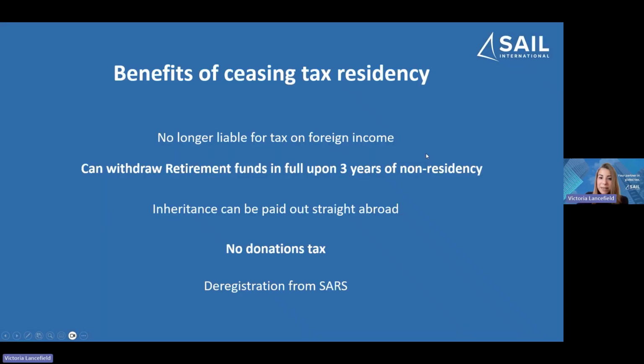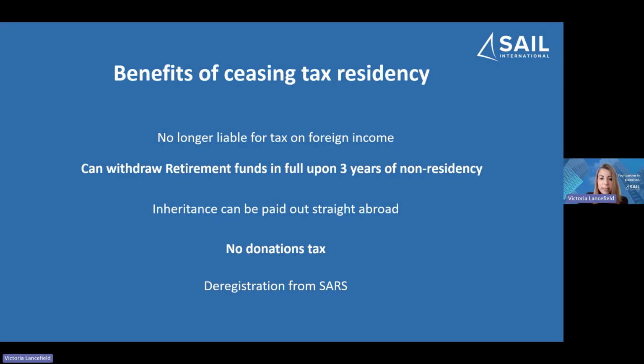Let's talk about the benefits of ceasing your tax residency. The main one, the biggest one, is that there will be no tax in South Africa on your foreign earned income. Right? You will no longer be liable for tax on your worldwide income. You will only be liable for tax on any South African sourced income.